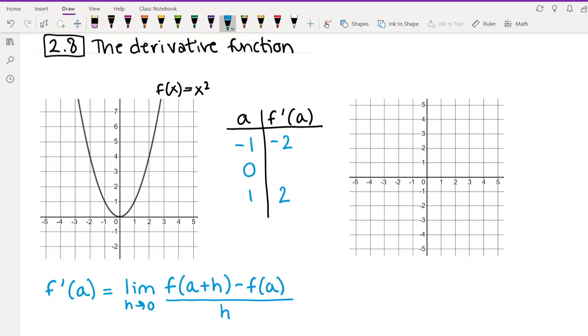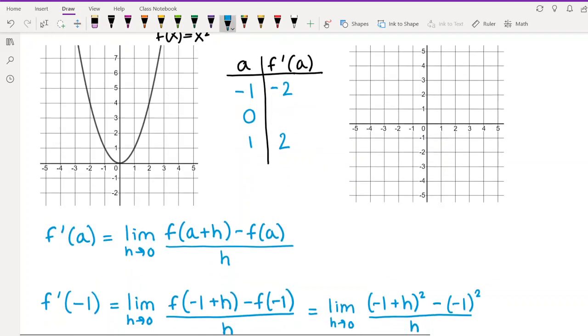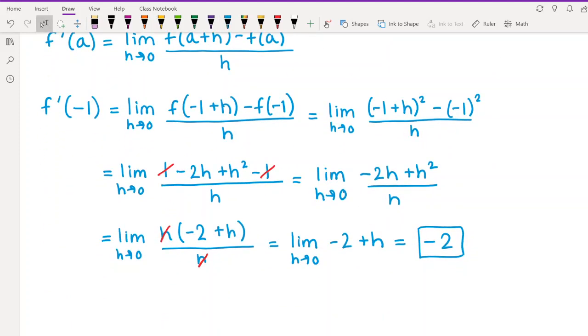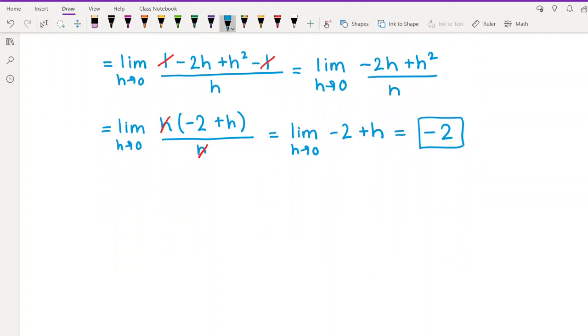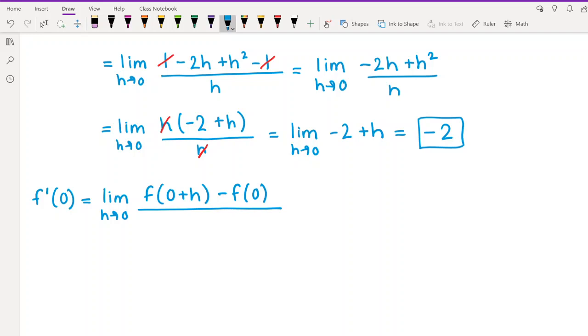And I'll come back to talking about how maybe we could have actually figured that out without doing this limit, but I want to do the next one first and then we'll come back to that. So let's also do 0. So the slope of the tangent line at 0. So we're going to get the limit as h approaches 0 of, this time we have f of 0 plus h minus f of 0 all divided by h.